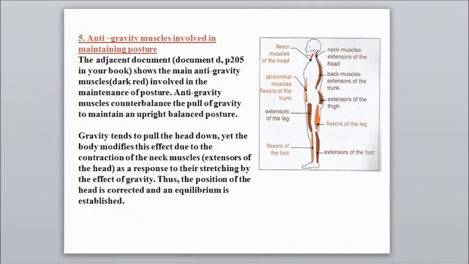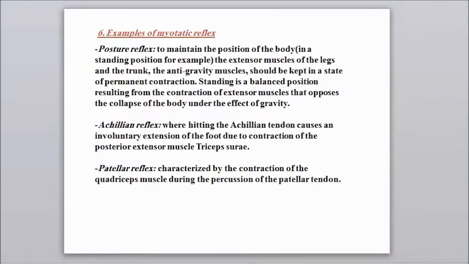Another example is standing. Standing is a balanced position that results from the contraction of the extensor muscle that opposes the collapse of the body under the effect of gravity. Slide 9 shows examples of myotatic reflex. Now the first is the posture reflex, which we have already explained.